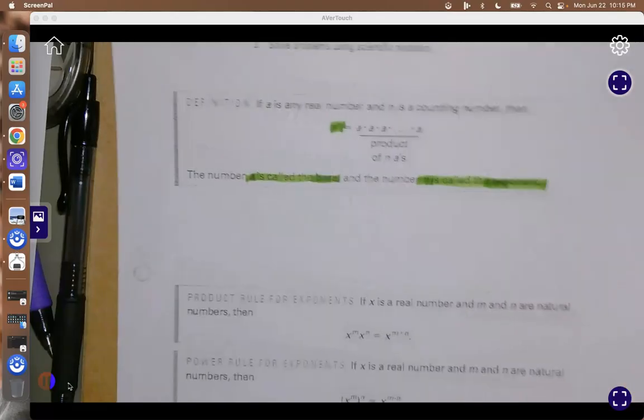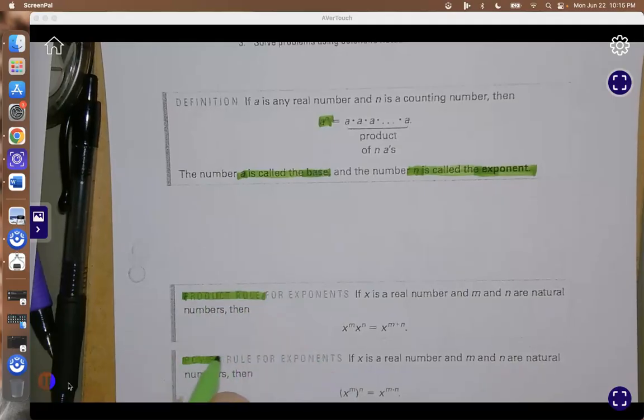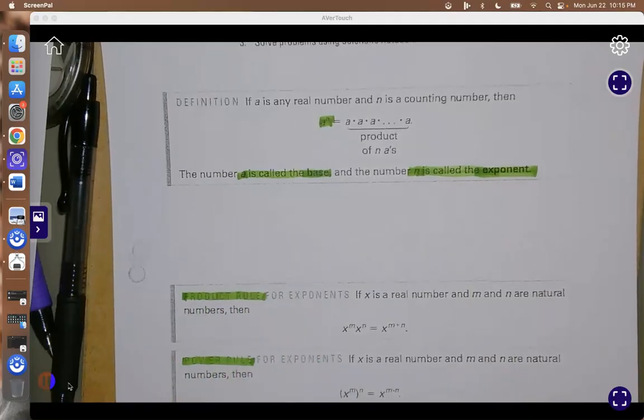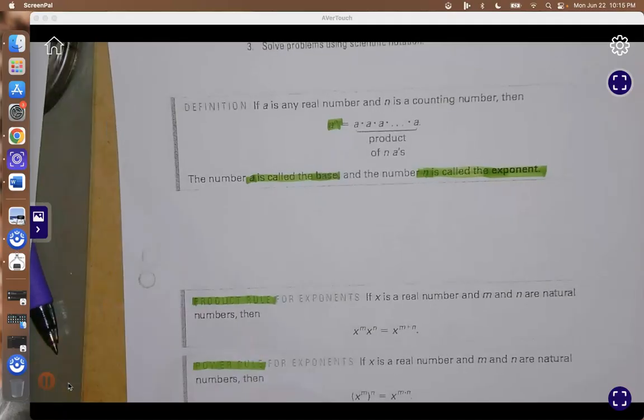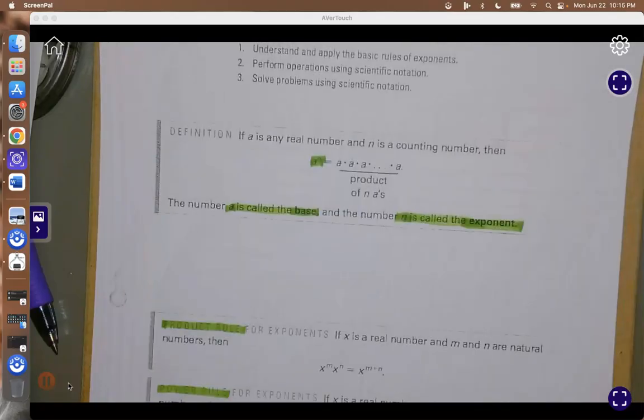Alright. Then for your rules for exponents, we have the product rule, the power rule, the quotient rule, and then we have a to the 0 power, and then we have using a negative exponent. So if you can't see that that's a negative in there, you might want to make it a negative down there. Those are the things we're highlighting, so I can put this away.